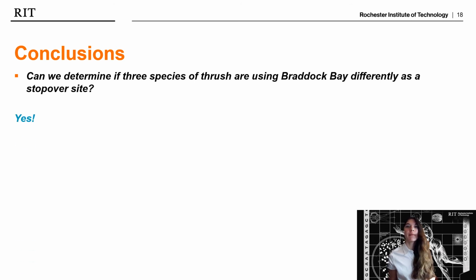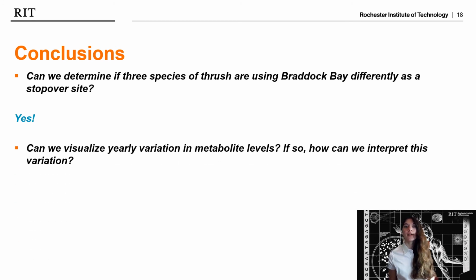Well, variation in mean fat content and fat percentages, as well as differences in metabolite levels, do seem to indicate that species differences exist. And second, we wondered if we could observe yearly variation in refueling as measured by plasma metabolite levels, and if so, is there any way that we can explain this variation? Well, our backward selection results, as well as similar trends in metabolite levels for each species, do support the idea that yearly variation exists. However, we can't conclusively say at this point what could be causing this variation. But we do have some ideas.